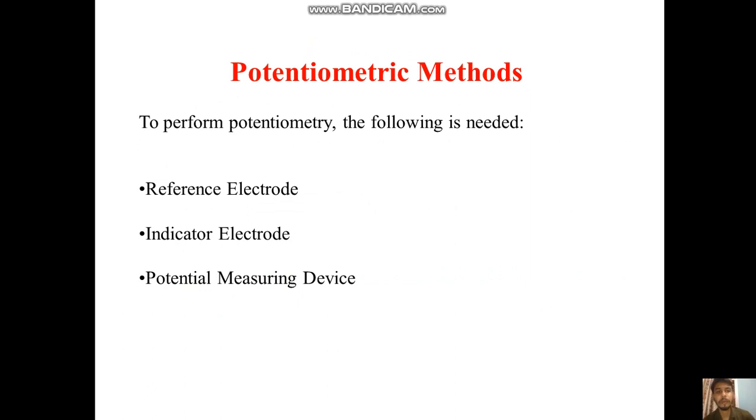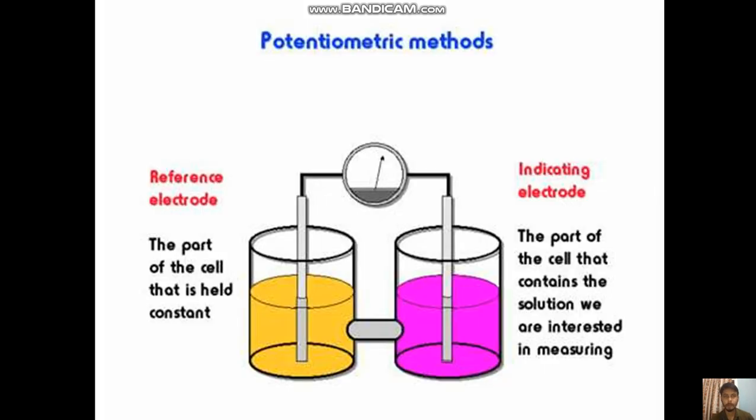So to perform potentiometry we need some electrodes: a reference electrode, an indicator electrode, and a potential measuring device. In reference electrodes we have the hydrogen electrode, the silver chloride electrode and the calomel electrode. After that we have indicator electrodes. In indicator electrodes we have the metallic electrode and the glass electrode. In glass electrodes again we have two types. After that we need a potential measuring device.